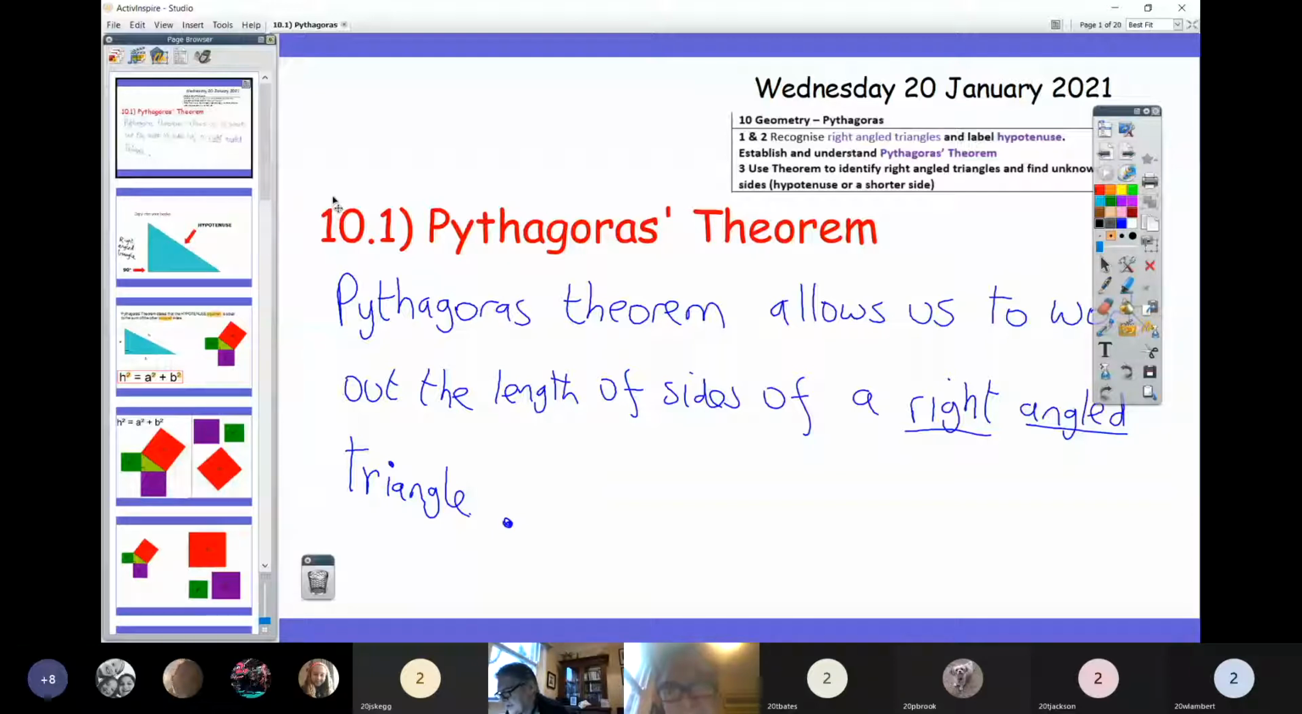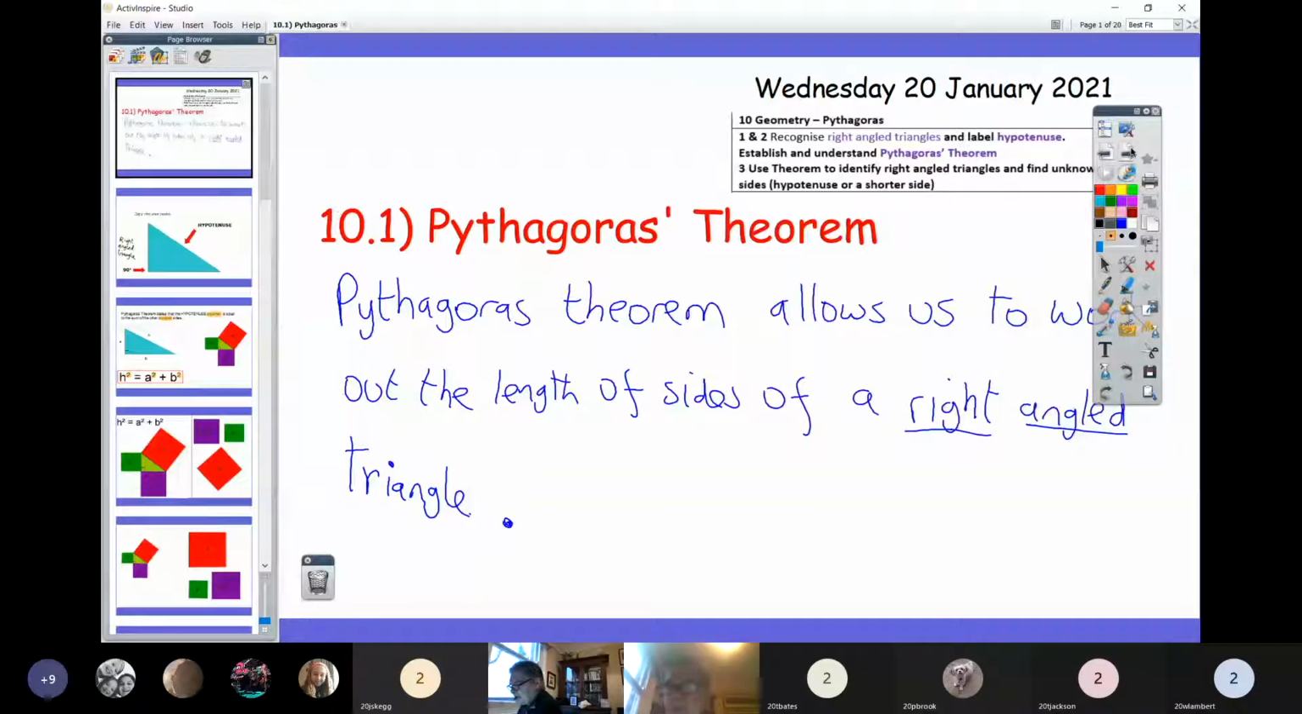Now, what does Pythagoras' theorem allow us to do? It allows us to work out the length of a third side of a right-angled triangle if we already know two sides. So it's got to be a right-angled triangle, so one of the angles has to be 90 degrees, and providing we know two sides, we can work out the third side using this theorem.